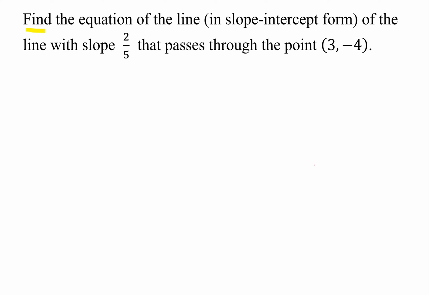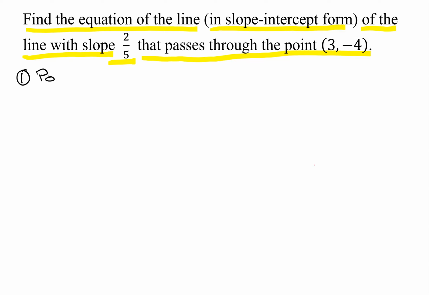In this problem, I'm asked to find the equation of the line in slope-intercept form. And what I'm told about my line is I know the slope is 2/5 and it passes through the point (3, -4). There are two different ways to do this problem. And the first one uses the point-slope form of the line.